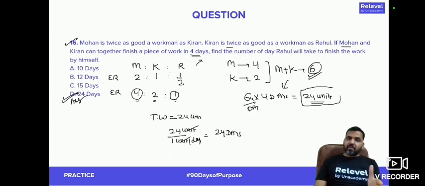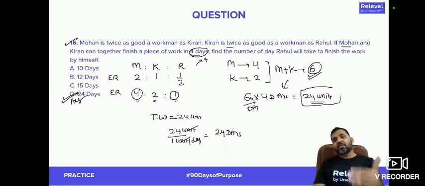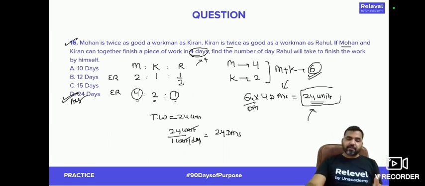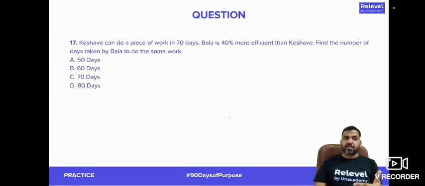Now, basically what we are doing here in this question is, in the previous question, we were assuming my total unit. Here, because it's given that Rahul, Mohan and Kiran together can do the work in 4 days, by using this information, we are finding the amount of work. Right? This is how you are supposed to solve the question.